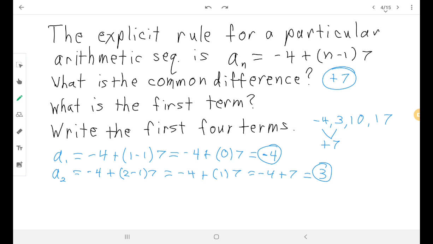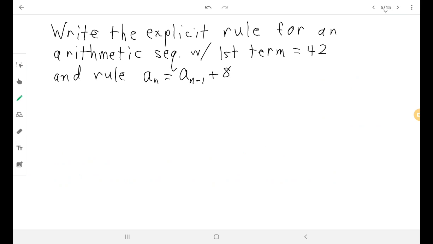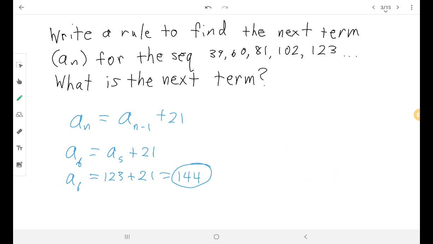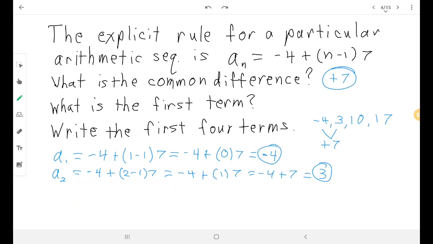And let's go on to the next one. All right, so now I want to write the explicit rule, which is what we're looking at back here. This was the explicit rule right there. We want to write an explicit rule.